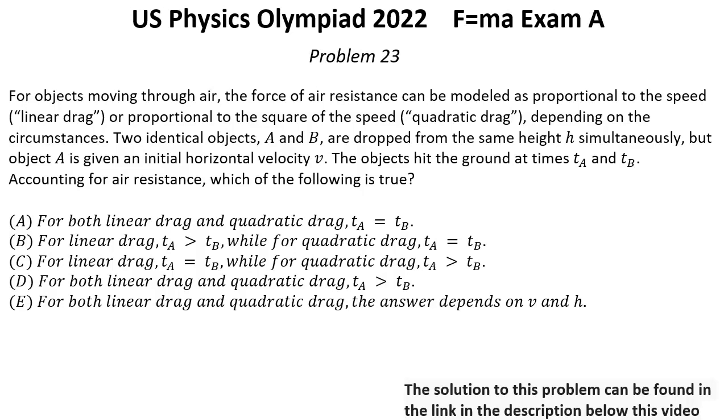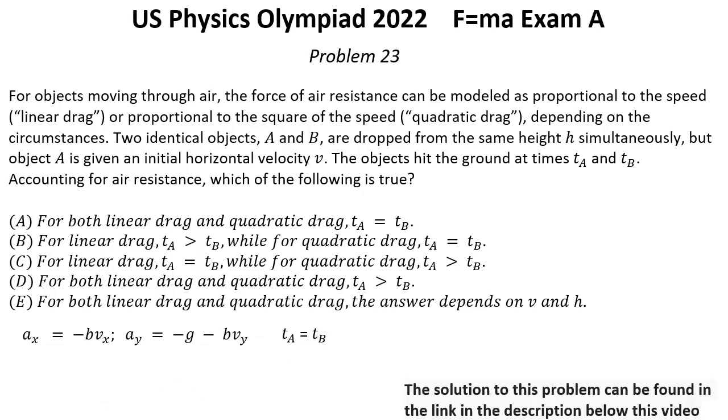Solution for problem number 23. For linear drag, the horizontal and vertical components of the motion are completely independent. So we have ax equals negative b vx and ay equals negative g minus b vy. So for both cases we have the same vertical equation, and it means that ta equals tb.